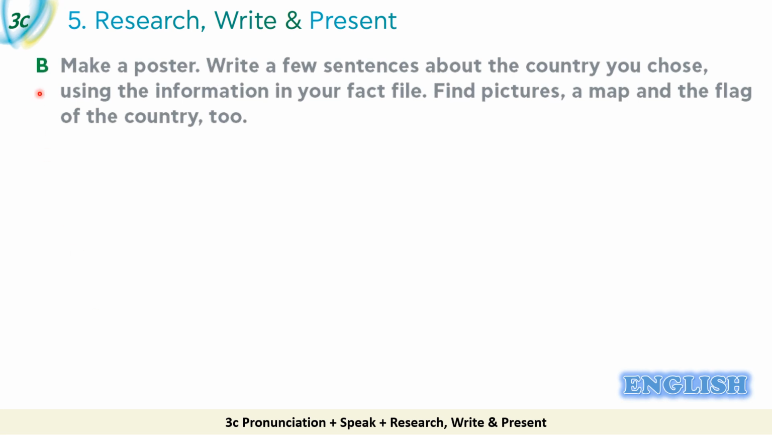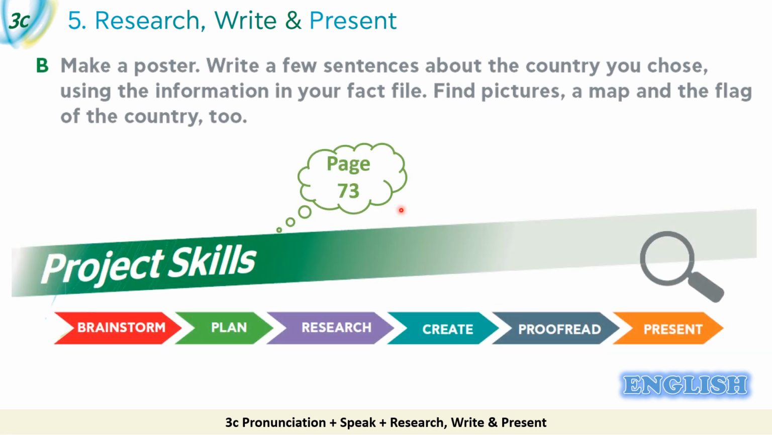Let's move to exercise B. Make a poster. Write a few sentences about the country you chose using the information in your fact file. Find pictures, a map, and the flag of the country too. Now, let's pay attention to the project skills at the end of the student book on page 73. Now, we have 6 steps to complete the project. We have brainstorm, plan, research, create, proofread, then present.